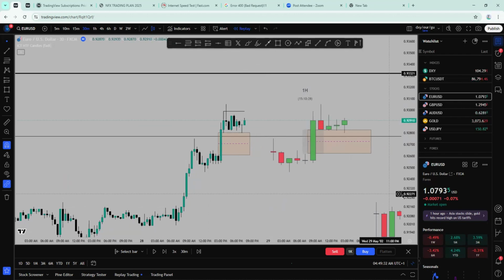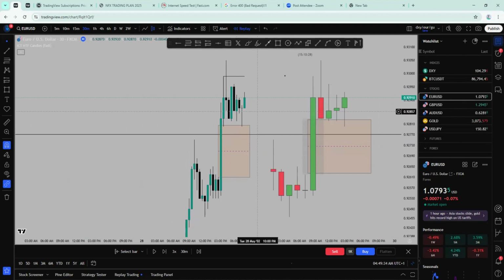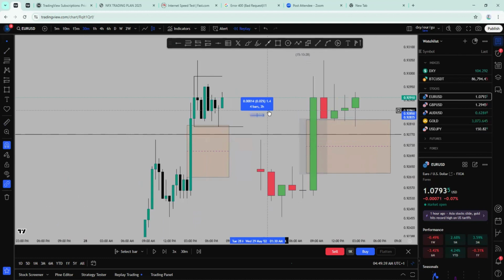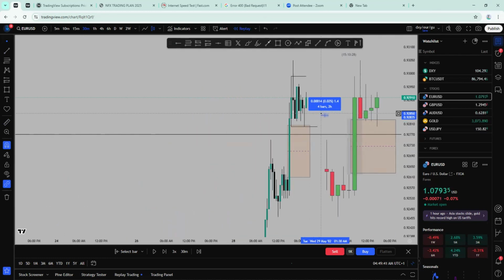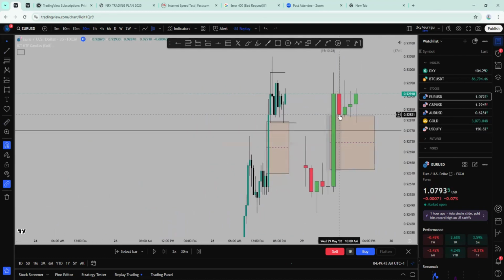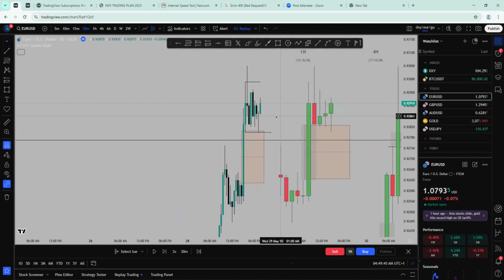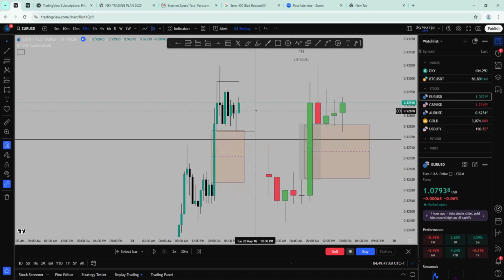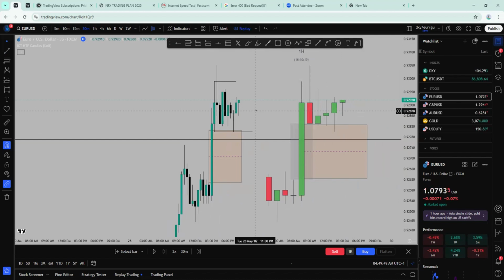Okay, looks like we are into the fair value gap, or slightly at equal lows. I think that's equal lows, but the fair value gap was filled on the 4 hour. Let's see what happens. Maybe we get a good feel.